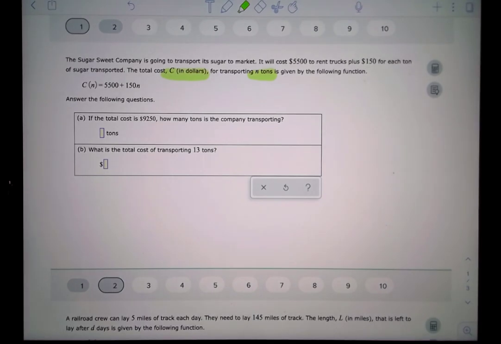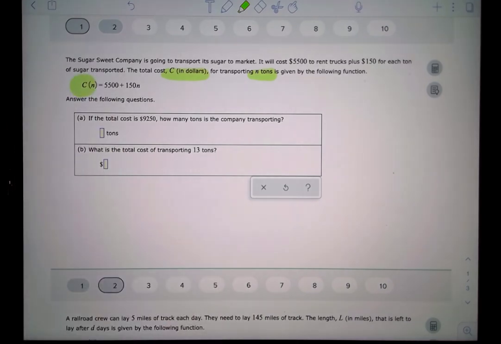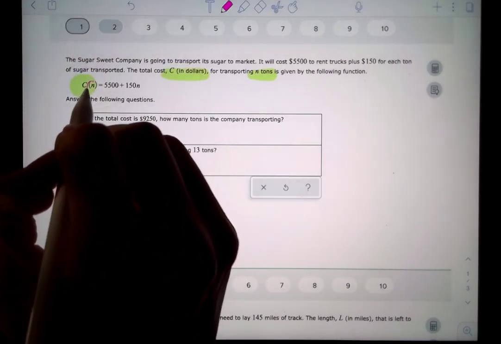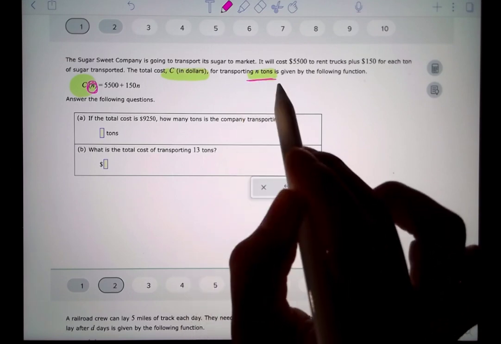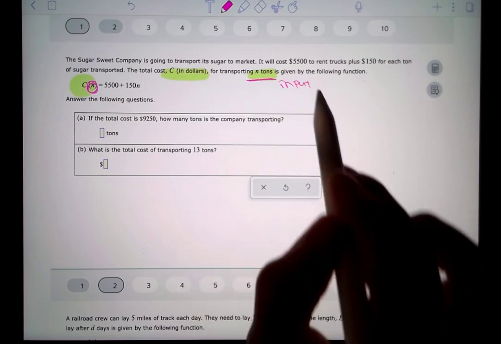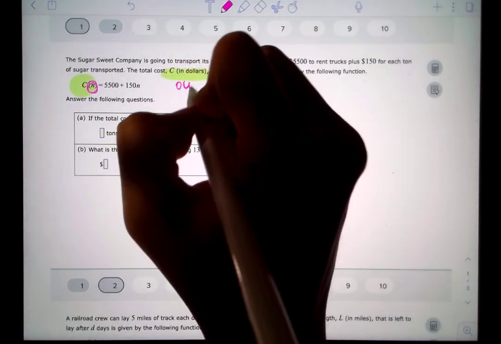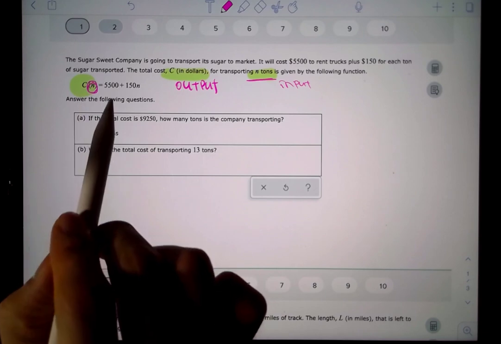In this case, guys, when you look at this one, what is your input? The input is what's in the parentheses, right? So your input is n. Tons is the input. And this dollar amount, the total cost, is your output. So that's the input and output for the original function.